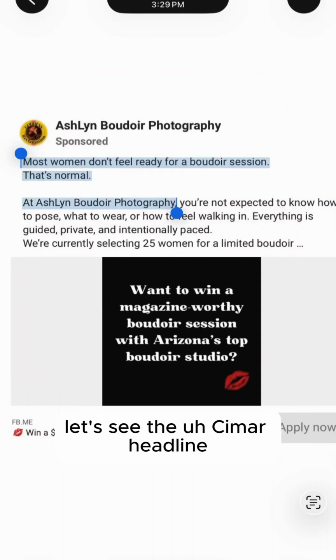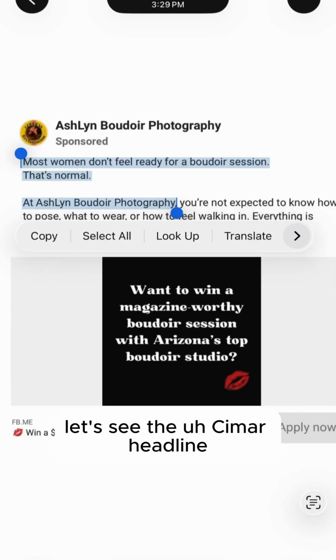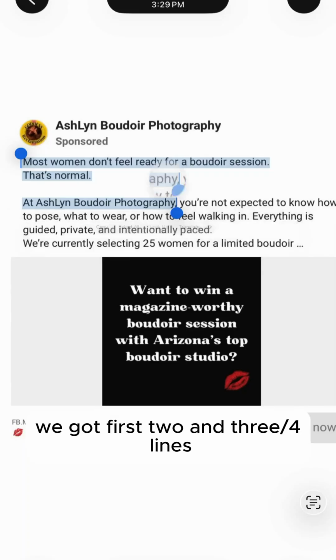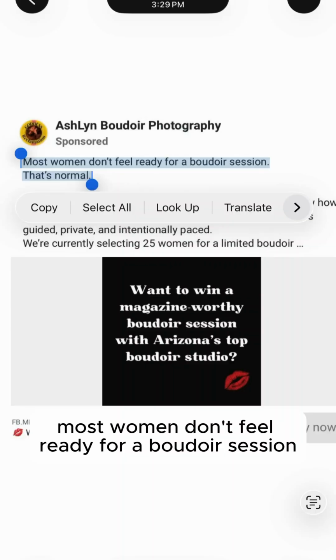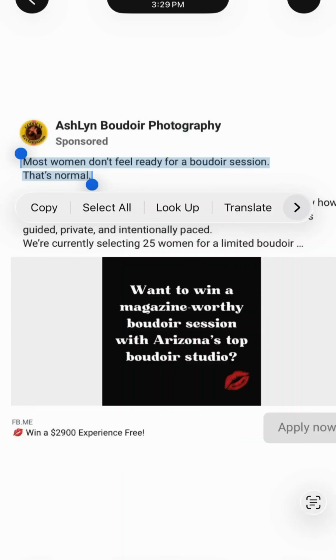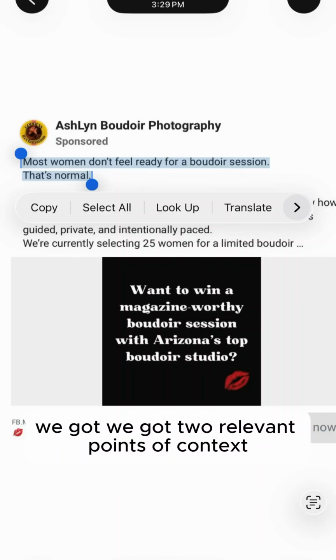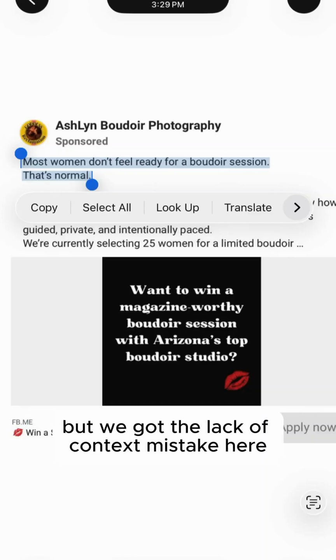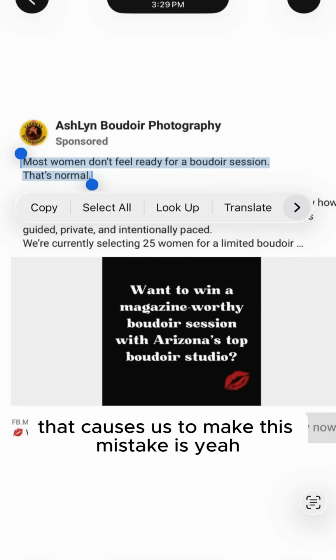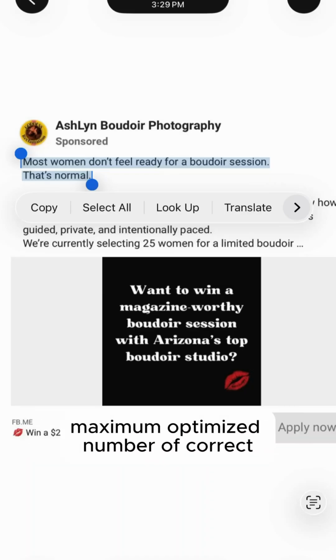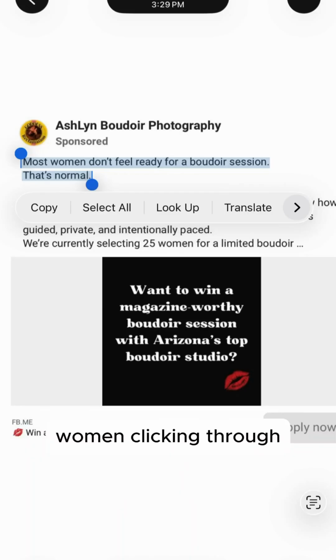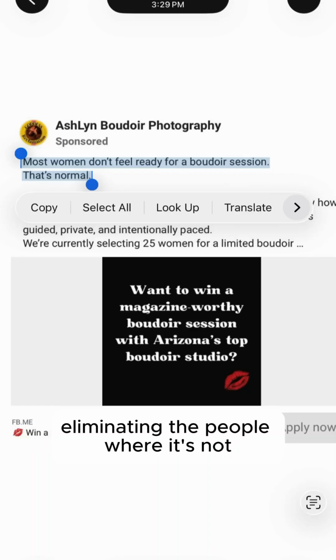Yep. Let's see, the CMAR headline. We got first 2 3/4 lines Facebook newsfeed mobile, but we're only using looks like a line and a quarter. Most women don't feel ready for a boudoir session. That's normal. All right, we got 2 relevant points of context, but we got the lack of context mistake here. The false belief that caused us to make this mistake is, yeah, we feel we got enough context to have the maximum optimized number of correct women clicking through, eliminating the people where it doesn't make sense for them to click.